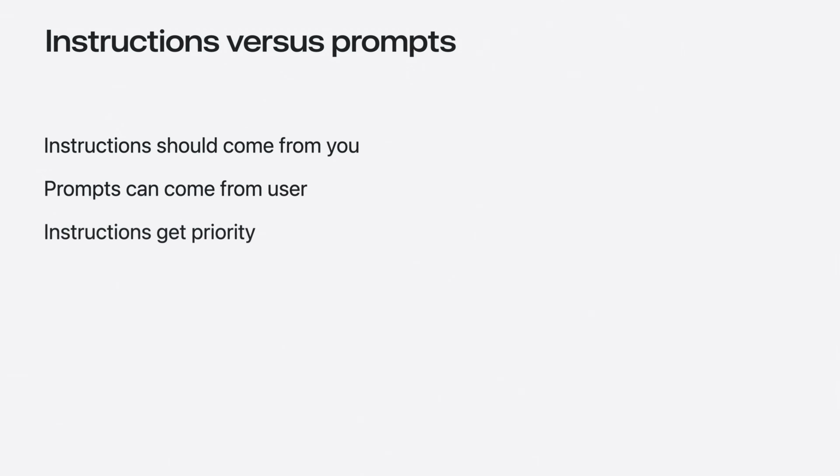Instructions can be used to define a persona, set rules, and specify desired format for the response. This should come from the developer. Prompts, on the other hand, can come from someone using the app. The model is trained to obey instructions over prompts, and this can help protect against prompt injection attacks where the user may ask the model to ignore guidance provided in the prompt.